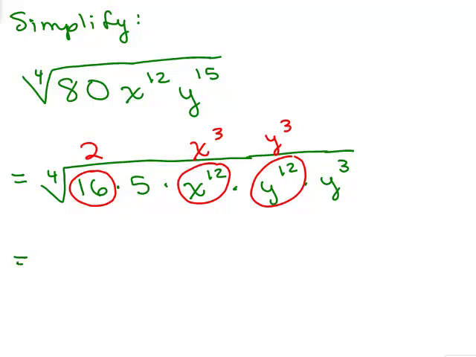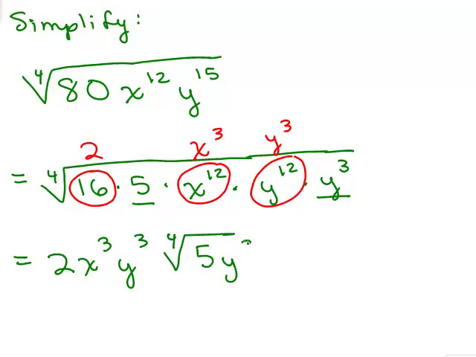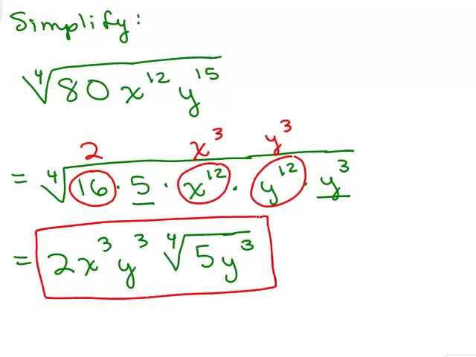So what do I end up with here? Up on the top tells what I was able to take out of the 4th root. So I've got 2x cubed, y cubed, 4th root, right, of what's left. I've got the 5 and the y cubed. Look carefully. 5y cubed. And that's it. That's your answer.